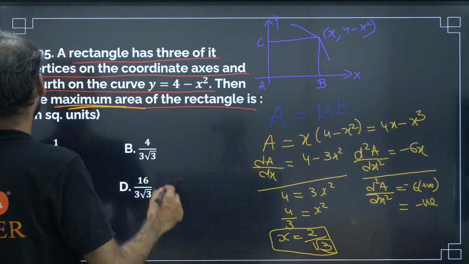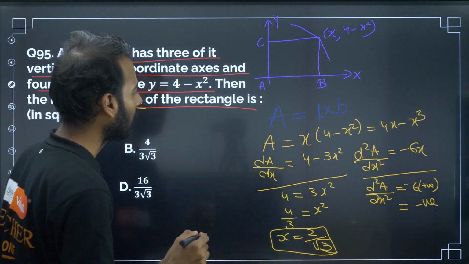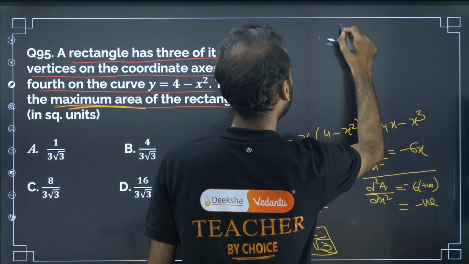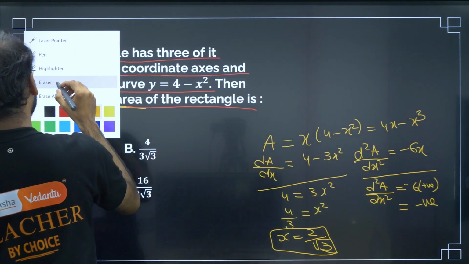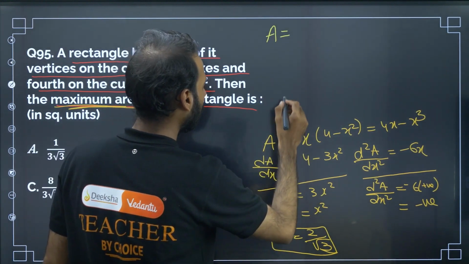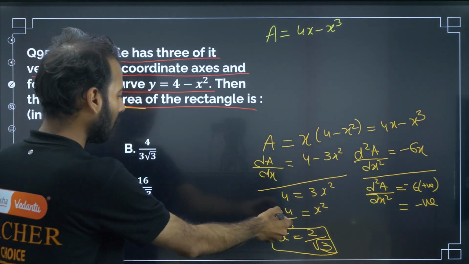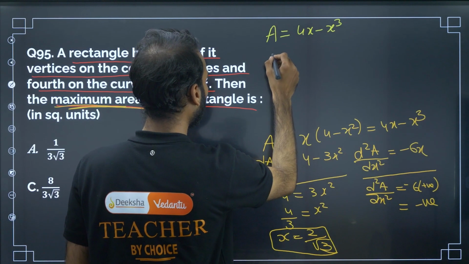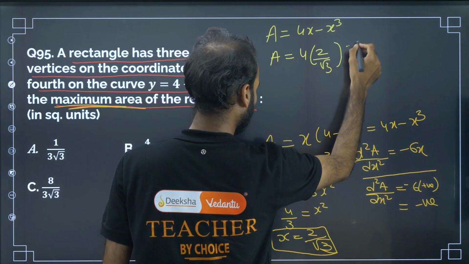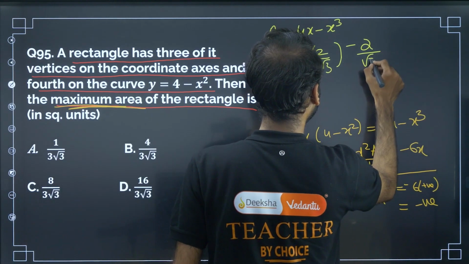I have to put it in the area function. Let me erase a few things. If you want to make a note of this, you make a note of this. I am erasing a few things. Now the area function is A is equal to 4x minus x cube, and x is equal to 2 by root 3. If I place this, A is equal to 4 times 2 by root 3 minus (2 by root 3) cube.